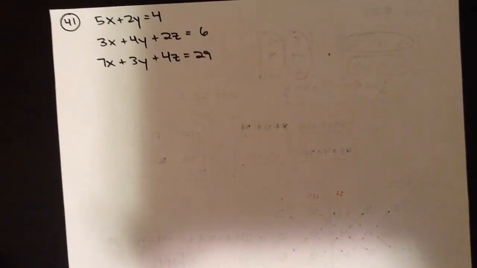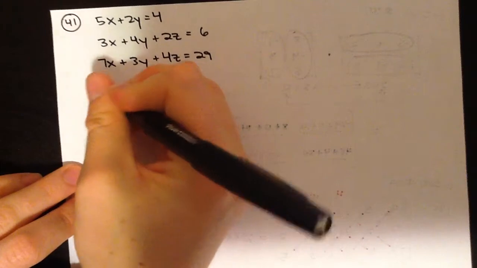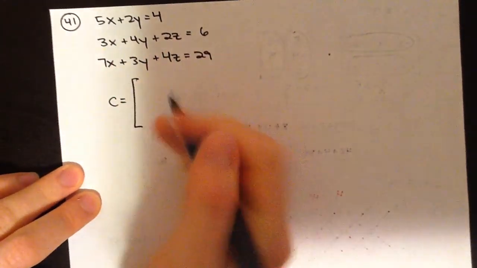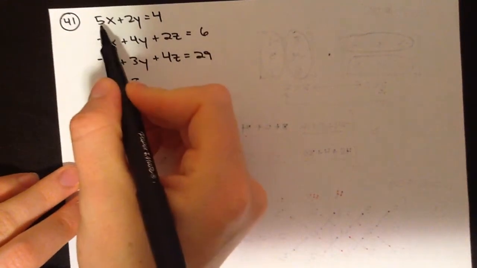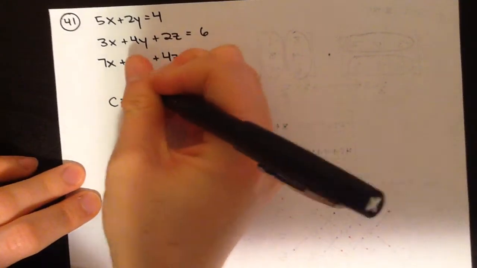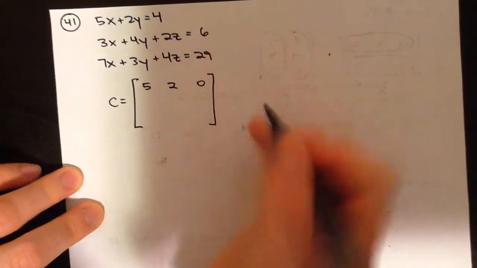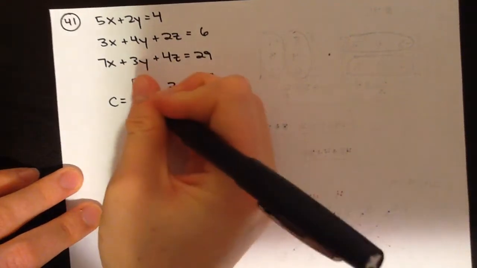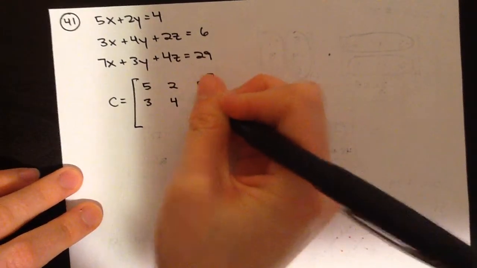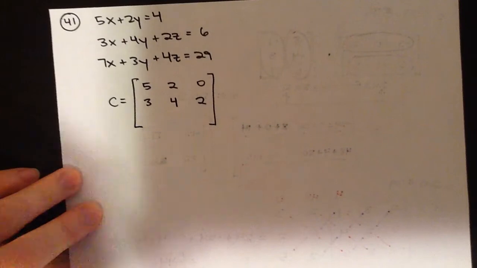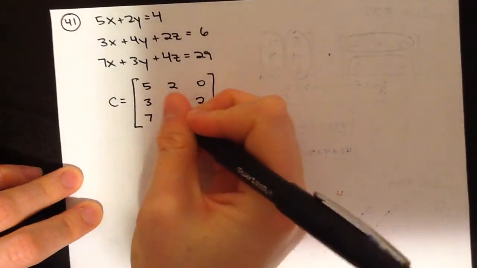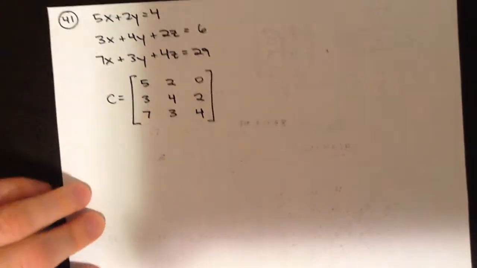What we're going to do is set up the coefficient matrix where we just take all the coefficients off of here. 5 for x, 2 for y, and there is no z. When that happens, I just put a 0. Next equation, 3 for x, 4 for y, 2 for z. Last equation, 7 for x, 3 for y, 4 for z.